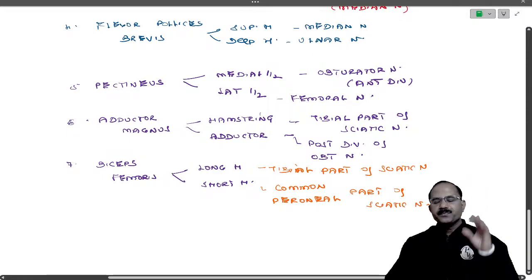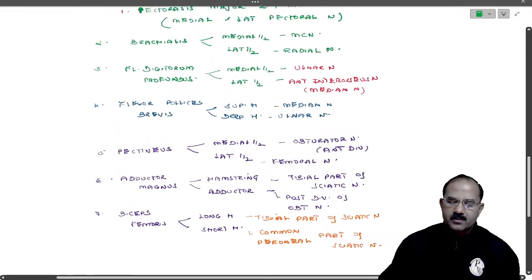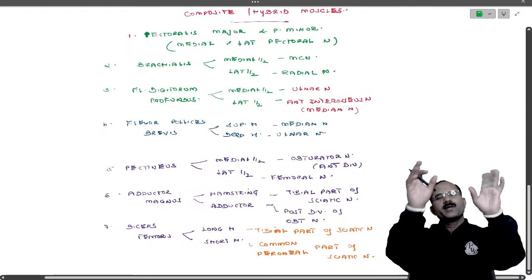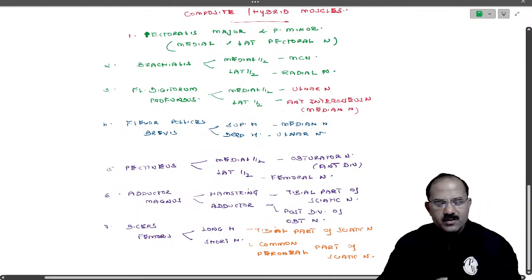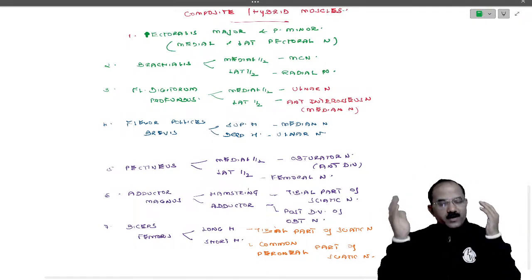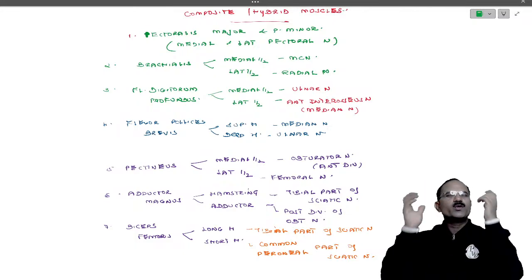ठीक है बच्चों? So these are the composite muscles in the body. Upper limb and lower limb. बस ये याद रखना. This is extremely important. This is asked in Vivas. This comes as a short note also for you.